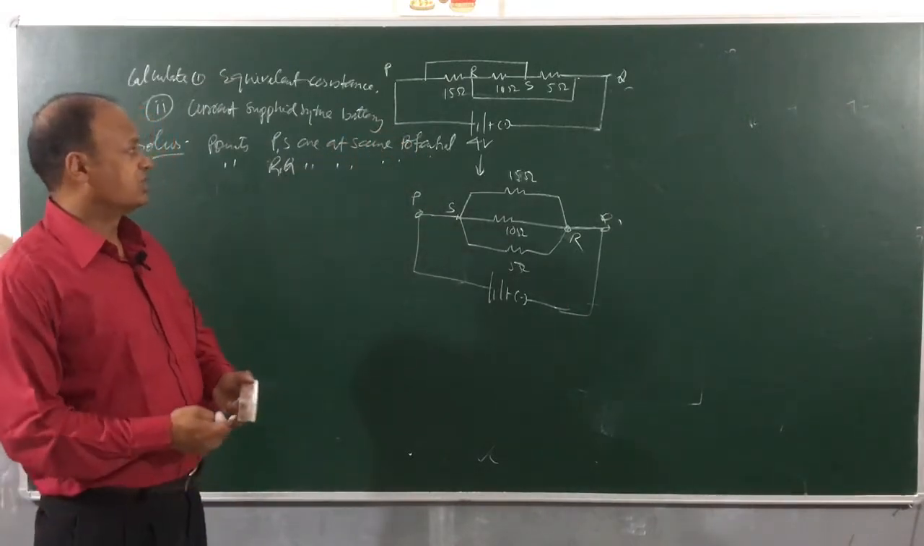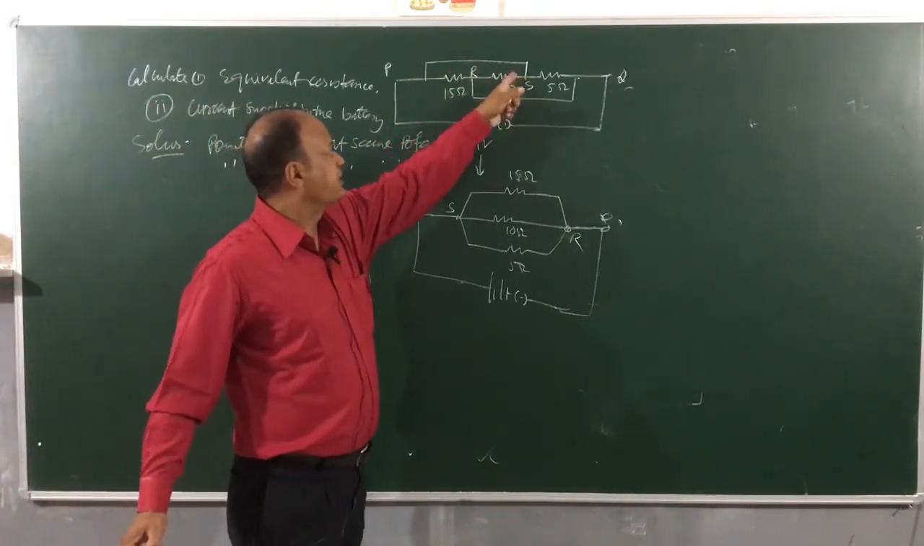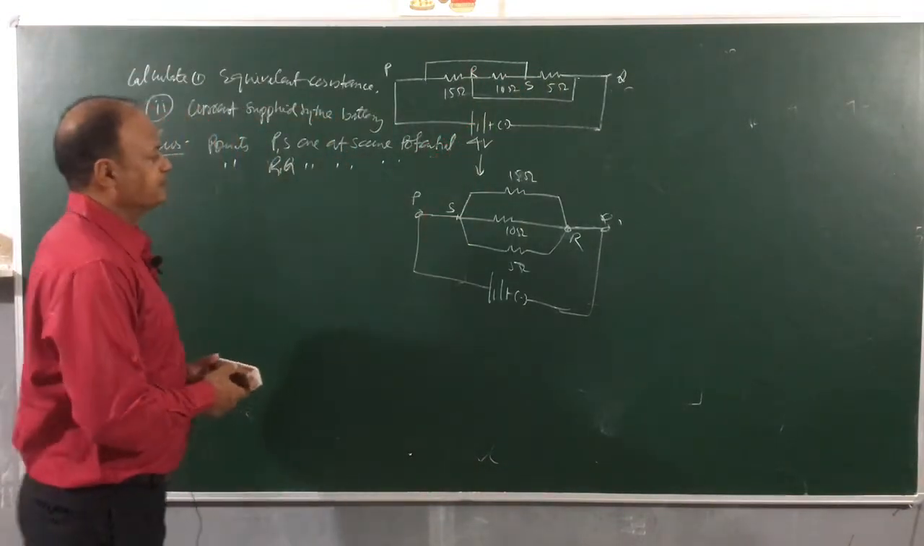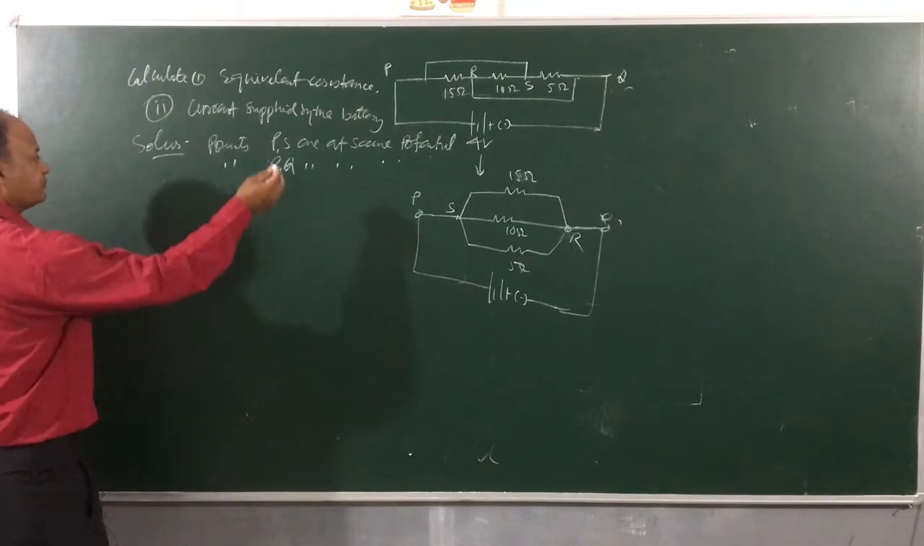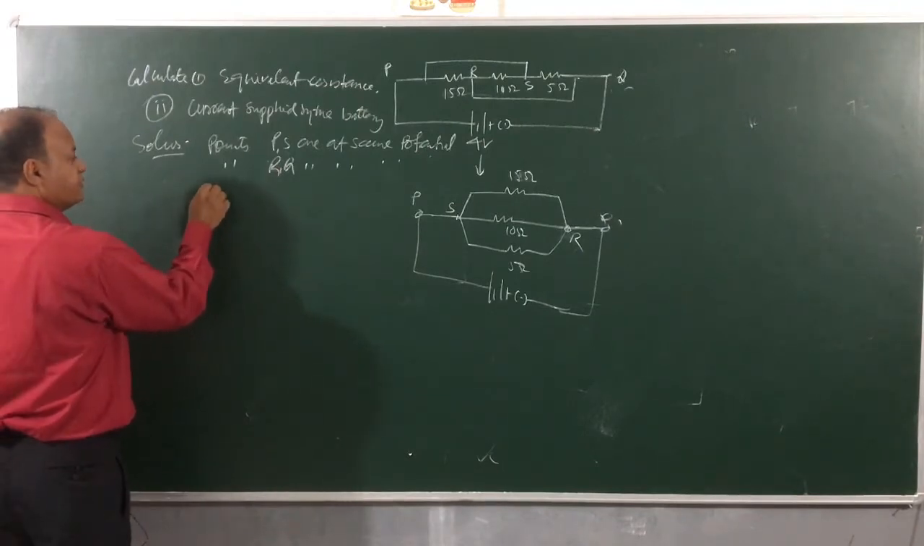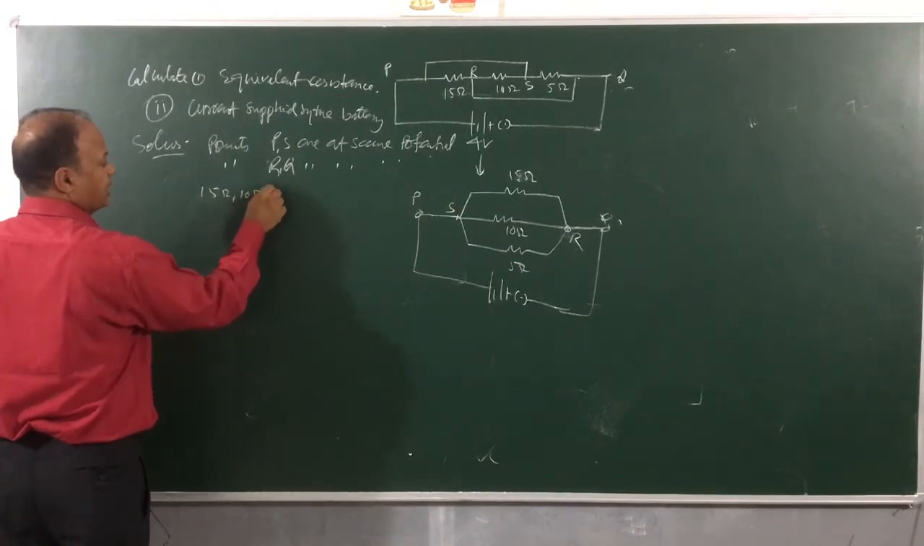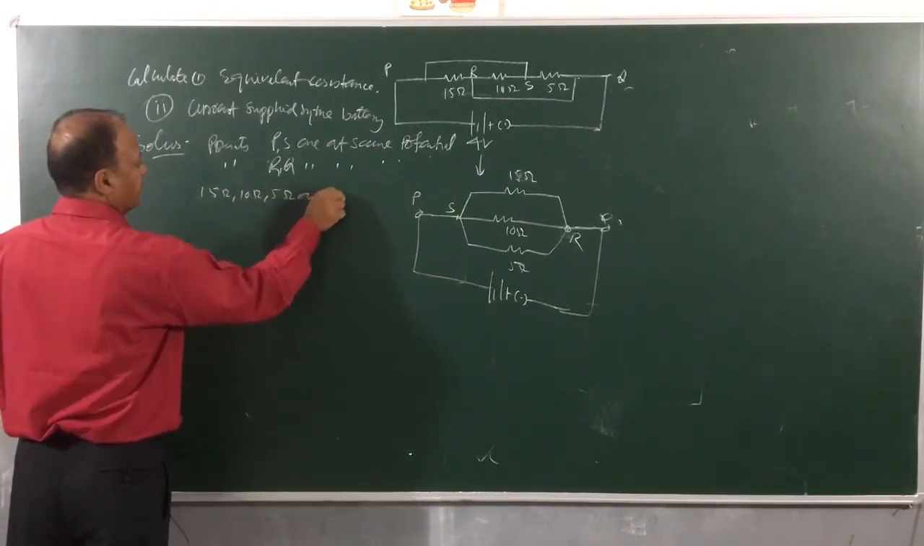Remember, this is what you have to think, that these 2 points will be at the same potential, these 2 will be at the same potential, and therefore, these 3 will be in what? Parallel. Okay. So, we have 15 ohm, 10 ohm and 5 ohm in parallel.